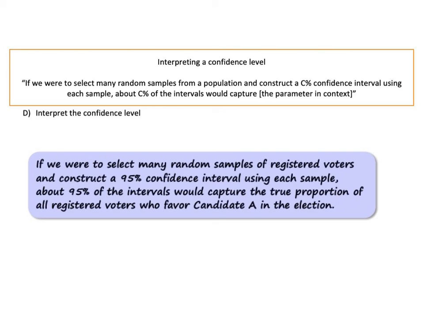So if it's a 90%, 10% of the time you're missing it. So 95% confidence, 5% of the time you're missing that true proportion.